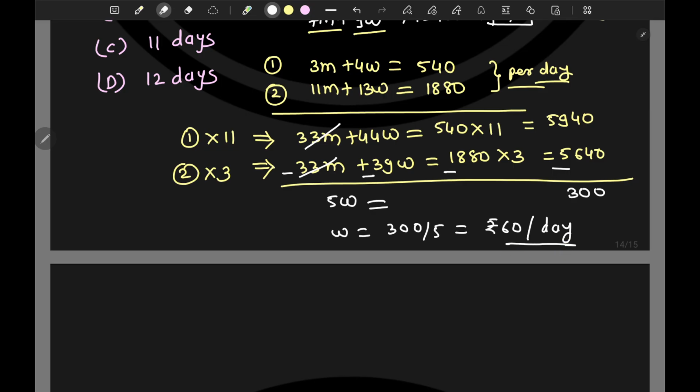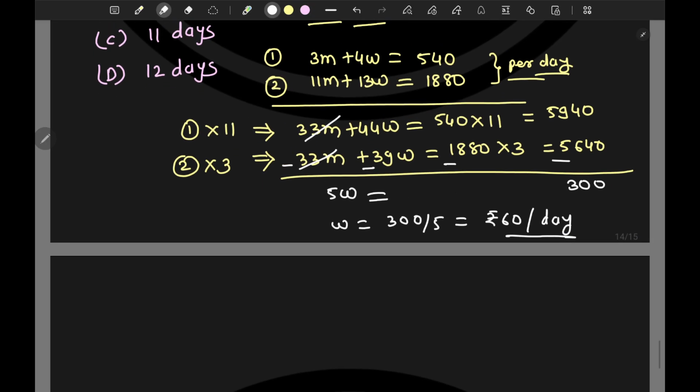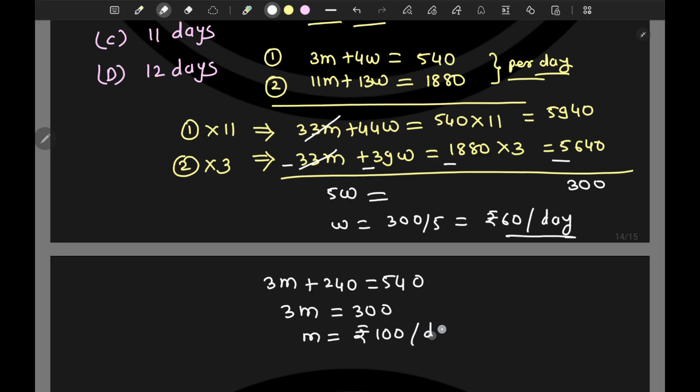Right, now put this value in equation number 1. In equation number 1, if we put this value, we will get 4 into 60, so 240. 240 plus 3m is equal to 540, and hence 3m is equal to 300, and hence men are getting how much? Rupees 100 per day. So women are getting 60 rupees per day, men are getting rupees 100 per day.